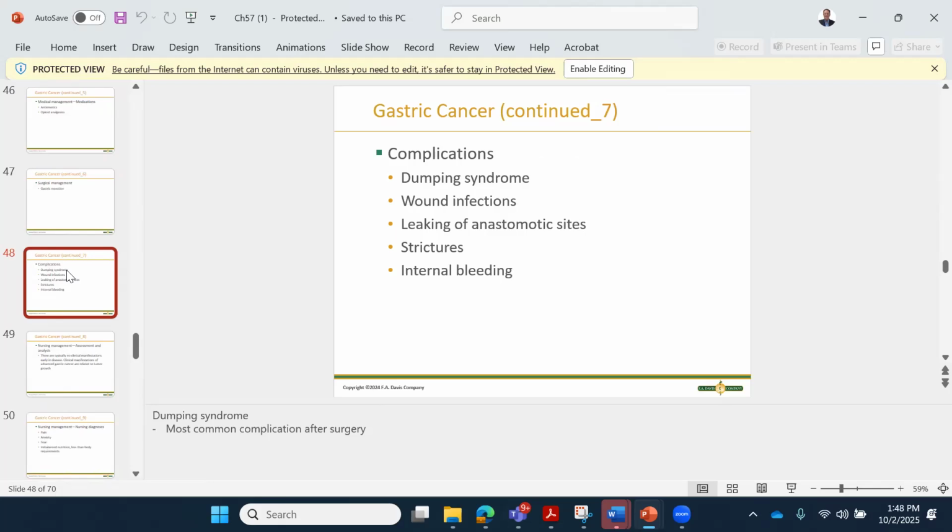Also, if a person has a gastrectomy, they're not only going to be at risk of dumping syndrome, but they could be at risk for peritonitis because they can have leakage at the anastomosis. And of course, an anastomosis is where you link two areas of tissue together. You relink them together after a part of the tissue or organ has been resected. They're going to be at high risk for strictures and internal bleeding. But again, dumping syndrome or rapid gastric emptying is going to be one of the most common complications after a gastrectomy.